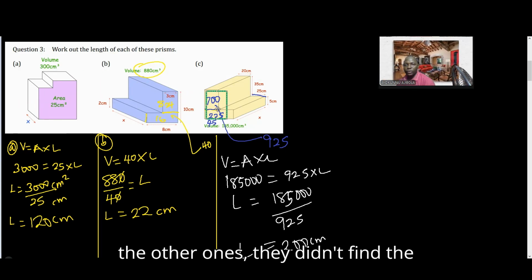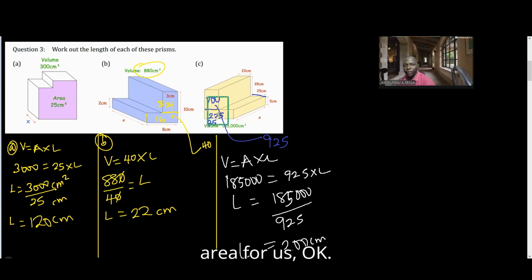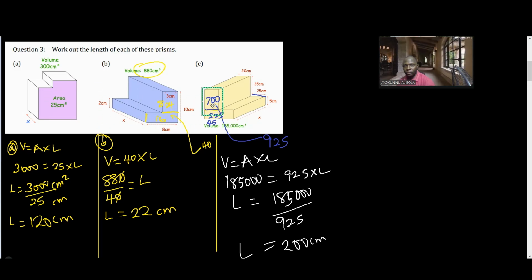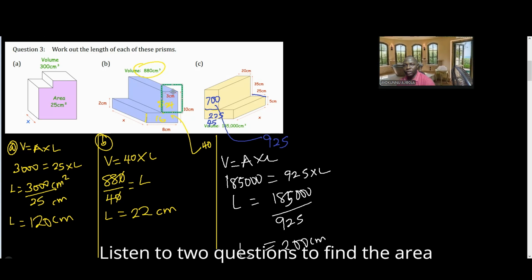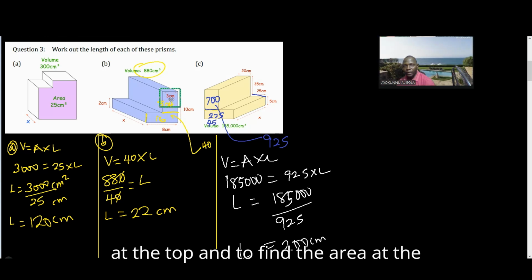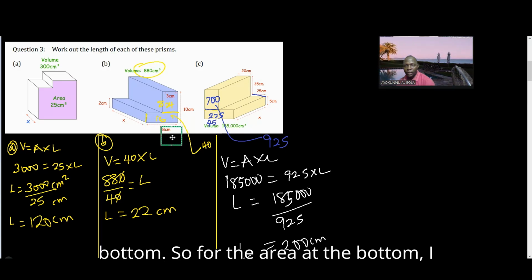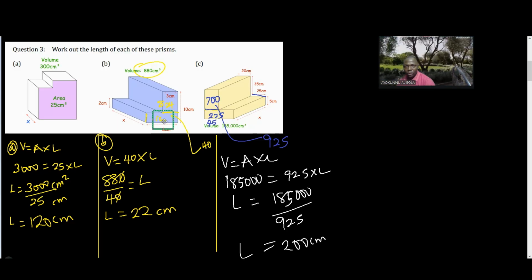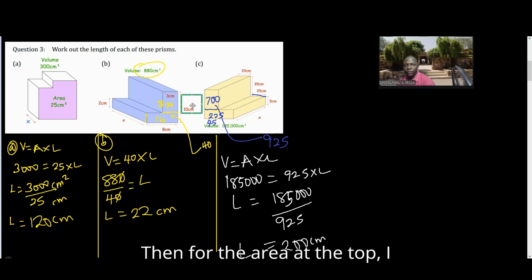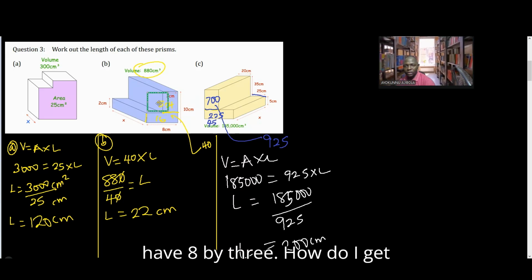But the other ones, they didn't find the area for us. We have to find the area. So I divided this into two portions, to find the area at the top and the area at the bottom. For the area at the bottom, I have 8 by 2, that's 16. Then for the area at the top, I have 8 by 3.